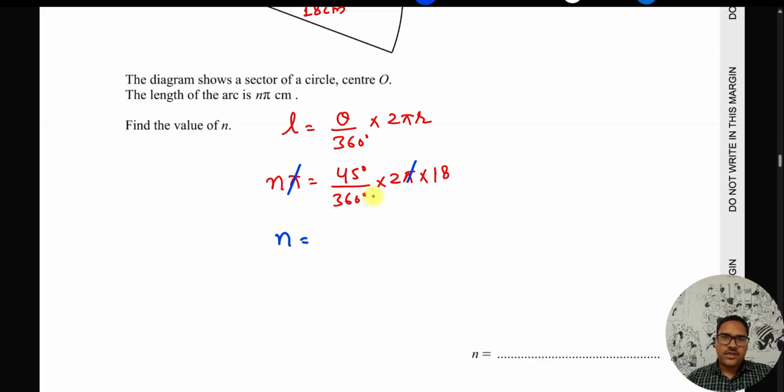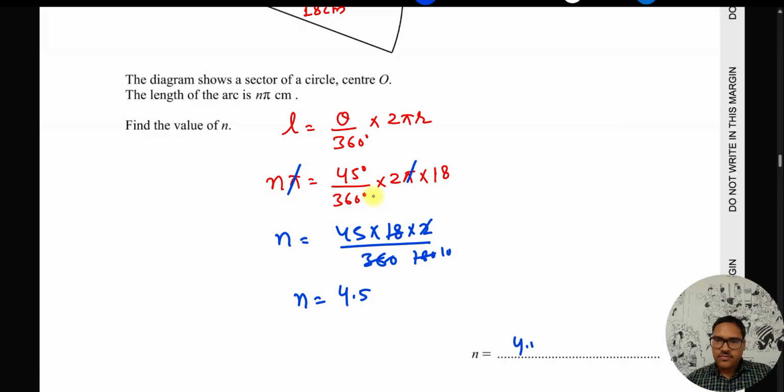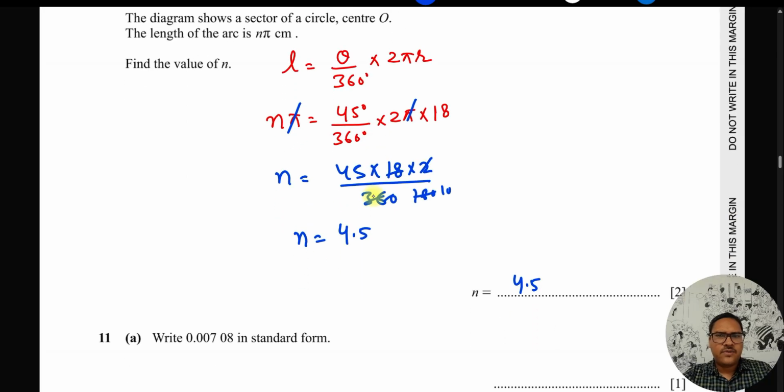So basically this is 45 into 18 into 2 divided by 360. So this will become 180 and this will become 10. So what is n? n will be equal to 4.5. So the answer is 4.5, that is the value of n. Okay, so just do the calculation. You can see this is 360 and this 36 will cancel and become 10, and 45 by 10 will become 4.5. That is the answer for this.